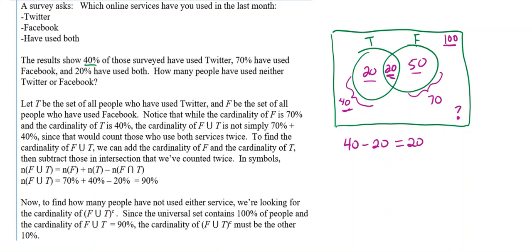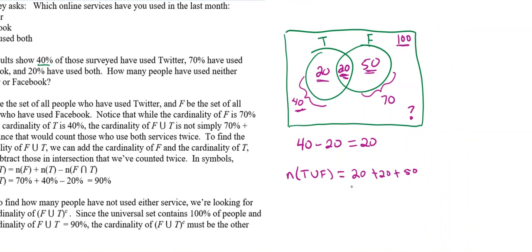So now I can actually just add those up, because all of those added together would give me the union of those. It would give me everything. So all we've got to do to find the union is, we can even write it out properly. We could say the number of elements in T union F is equal to 20 plus 20 plus 50. Okay, so that's going to be 90.